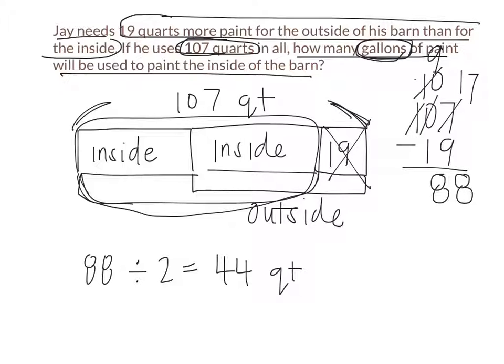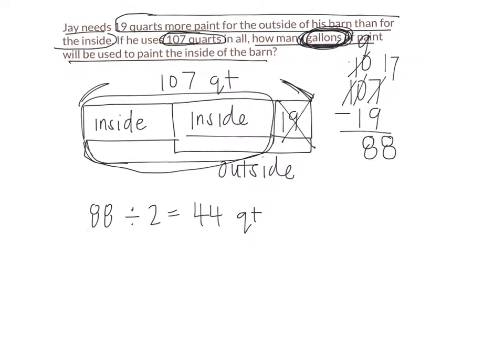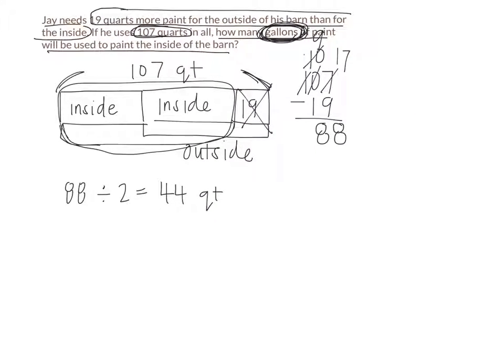No. I know that it took 44 quarts to paint the inside of the barn, but the question's asking me to express my answer in gallons. So I need to do a conversion. This was step 1 of the problem. Now step 2 is doing the conversion. I'm trying to convert from what units to what units? Quarts to gallons.